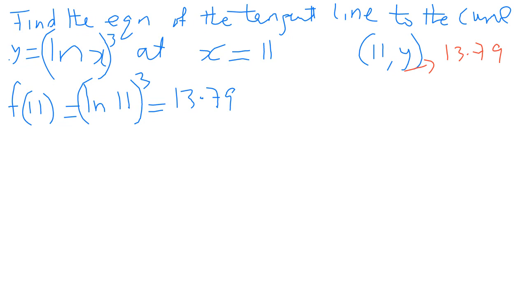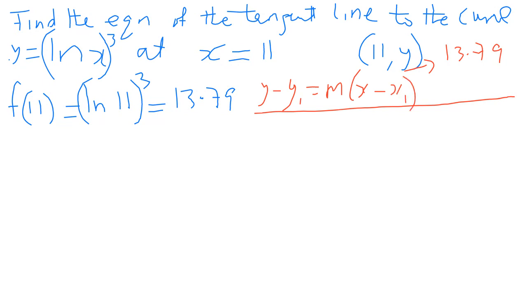Now, I remember that the reason why I got this point is because if I'm looking for the equation of a tangent line, I need to use the point slope formula. So I have y minus y1 is equal to slope times x minus x1. It is because I don't know my y1 that I did this. So now I have y1, and I know that this is my x1 that is given to me. But the next thing is I don't know the slope. But one thing I do know is that the slope is the same thing as y prime evaluated at x equal to 11.